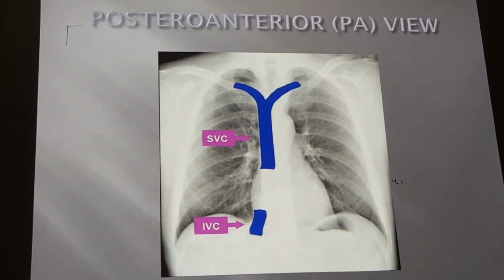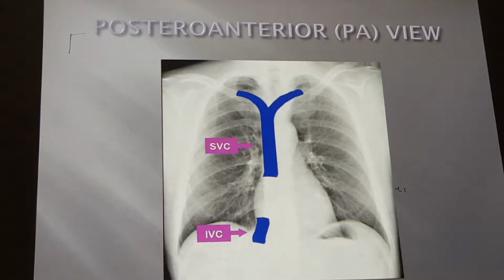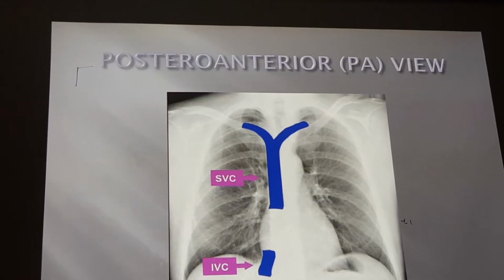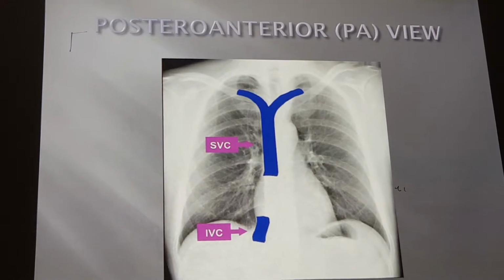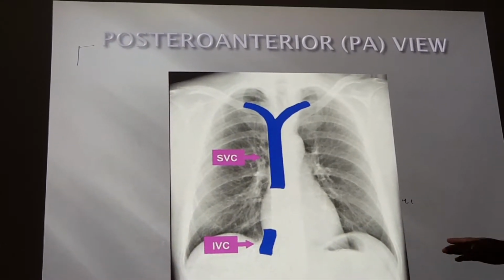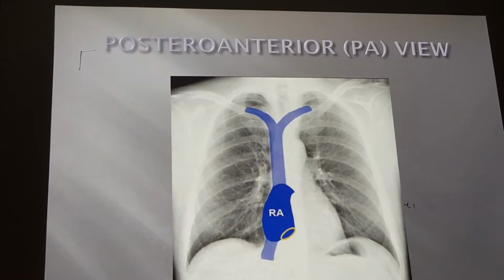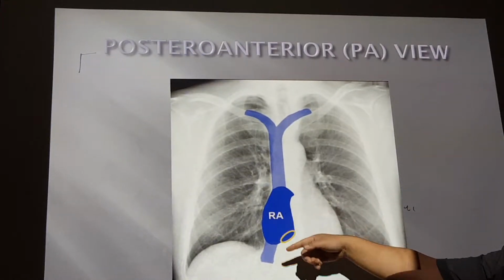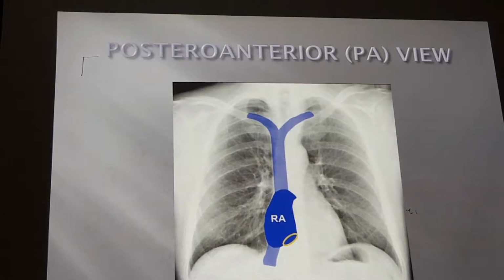We'll discuss the borders, so we'll just review. On the right upper hemithorax, that is actually the area of the superior vena cava, and below that is the inferior vena cava. So next slide. On the right side of the heart, the border there is the right atrium.